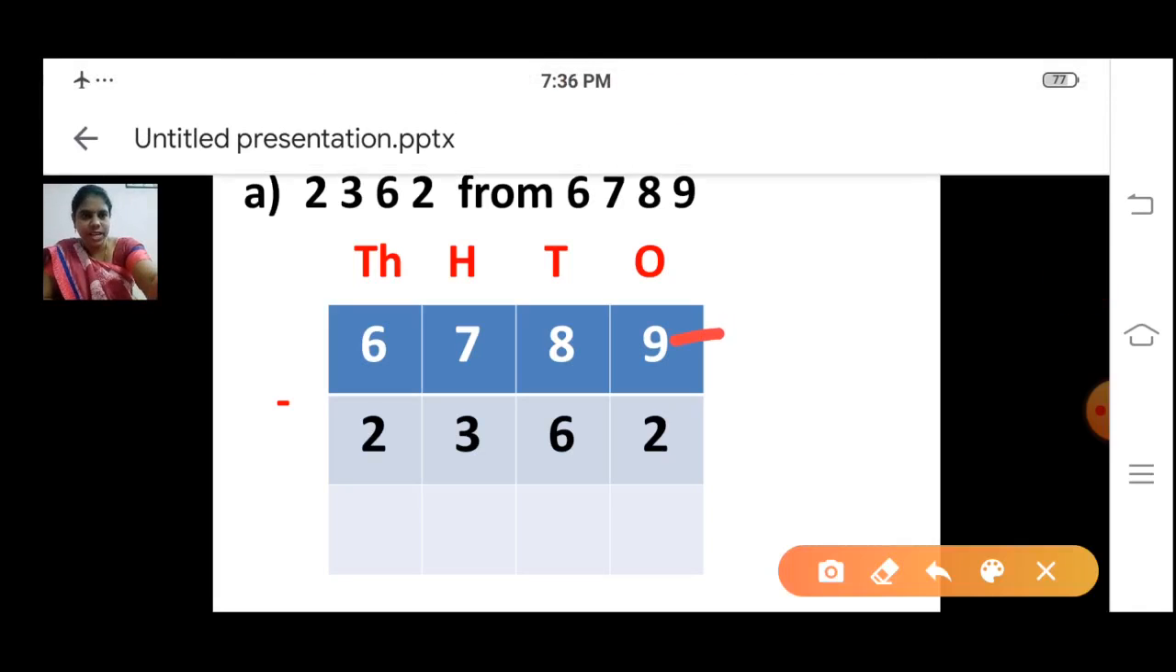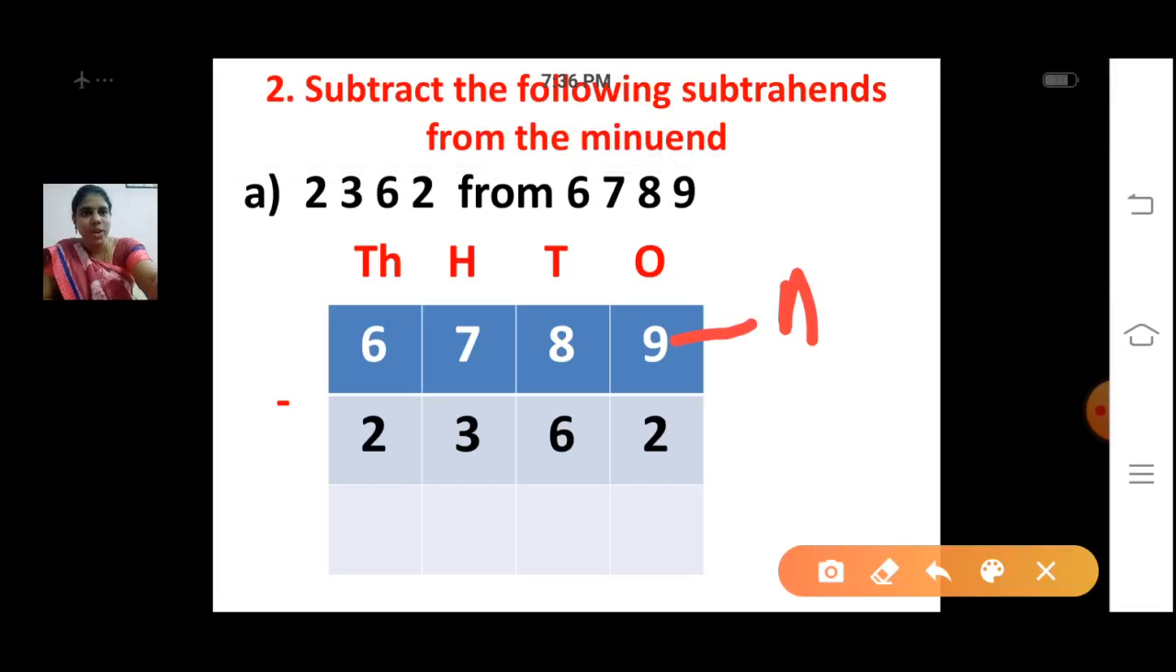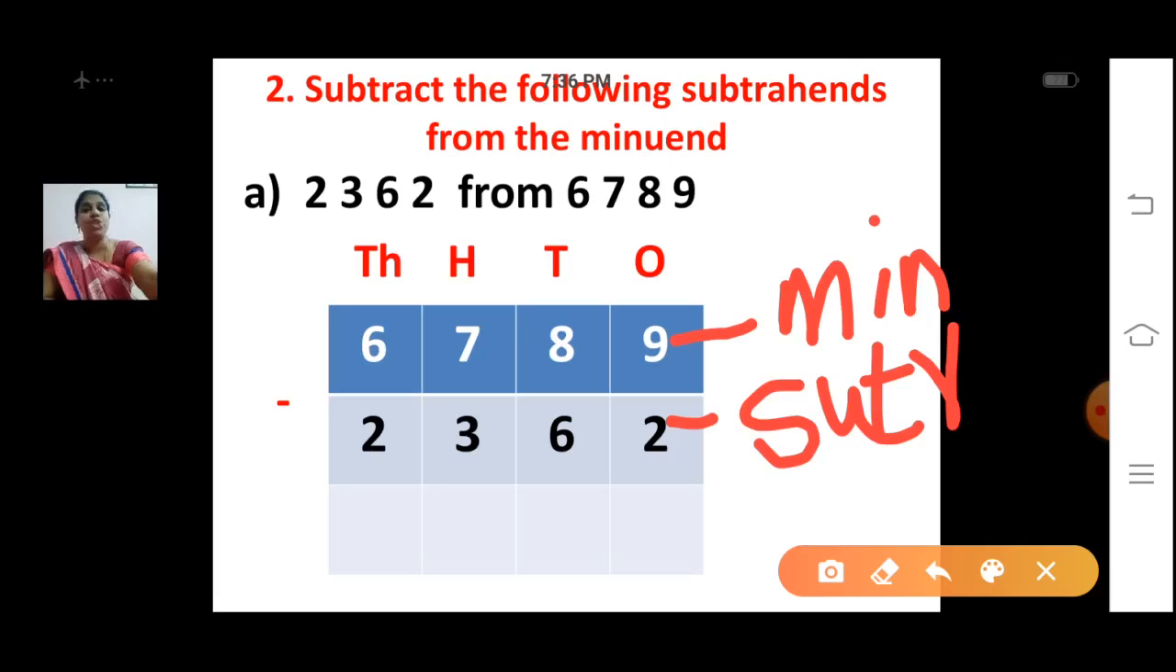See, usually the bigger number we call the minuend. This is the minuend, the number from which it is subtracted. The number to be subtracted is the subtrahend. This is the minuend and this is the subtrahend. Usually the smaller number is the subtrahend.